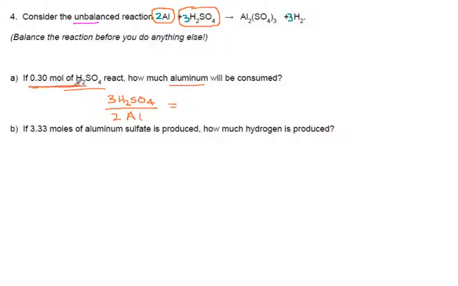And then in the givens, they say we had 0.3 moles of hydrogen sulfate. 0.3 moles H2SO4. And the question is how much aluminum, so X amount of aluminum. Mathematically, we do 0.3 times 2 is 0.6, divided by 3 is 0.2 moles of aluminum.